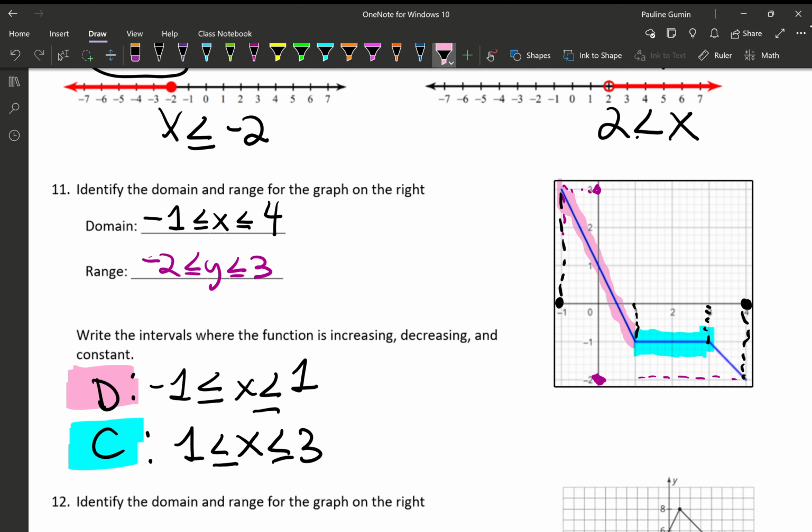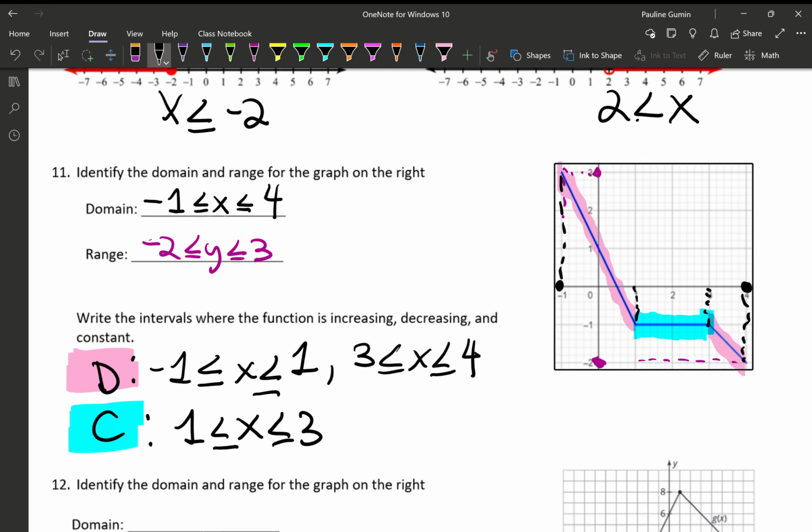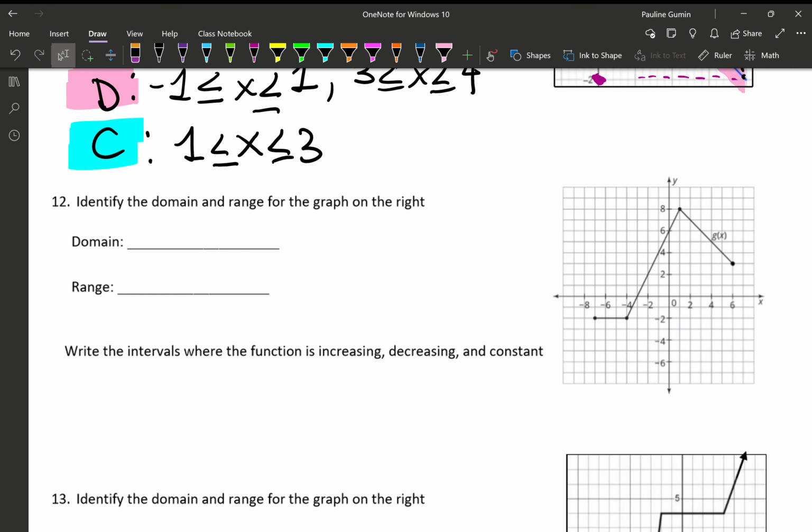Now, let's continue. From that same spot, it looks like I'm dragging my pencil down. Once again, that's decreasing. It's decreasing from 3 all the way to the end, which is 4. Let's do the same thing for number 12.